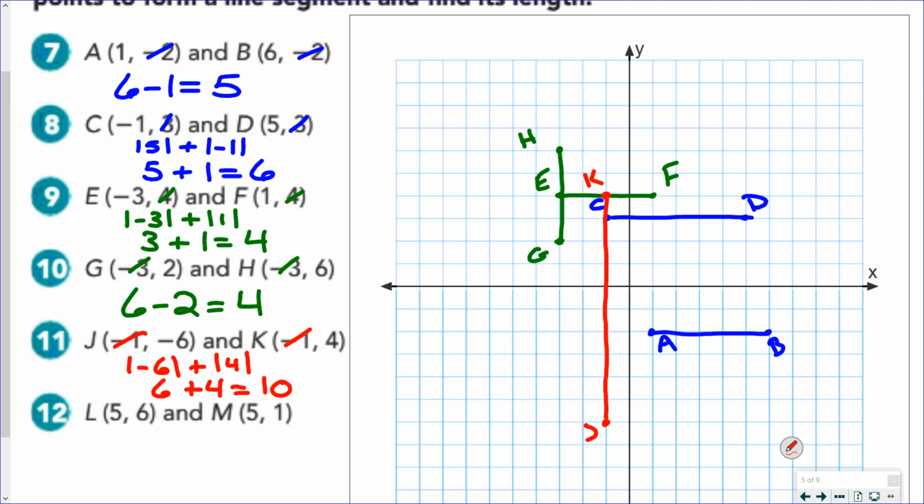And finally, L is at 5, 6. There's L. M is at 5, 1. There's M. Connect, and we go through point P there. X coordinates are the same. Y coordinates have the same sign and they're positive. So 6 minus 1 is 5. And that was today's lesson.